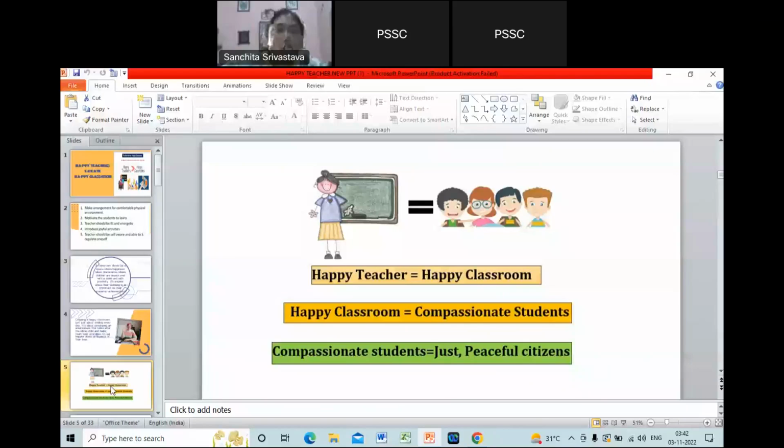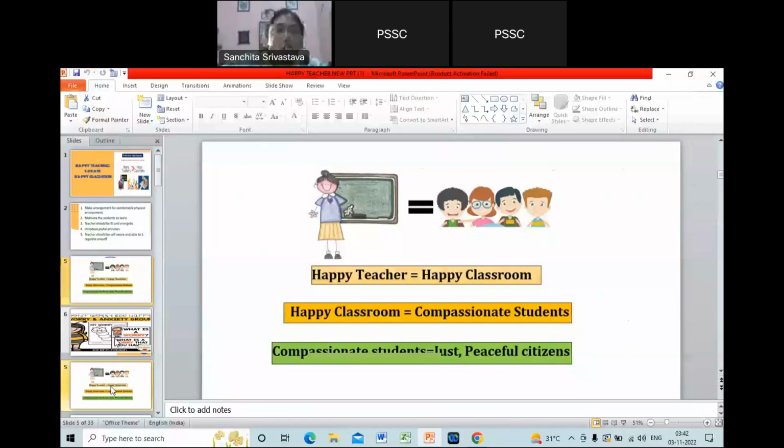This is the core of today's session. Why? Because happy teachers and happy classrooms make compassionate students. If students are happy, they'll be compassionate, and compassionate students become just and peaceful citizens. Now, what disturbs the happiness? Happiness is disturbed only through worry and anxiety. If you have stress, if you have anxiety, you cannot be happy, isn't it?